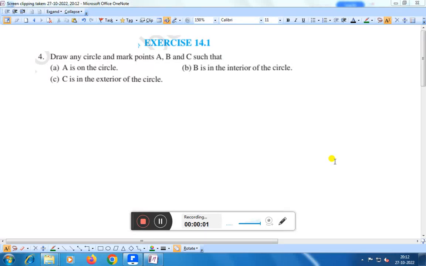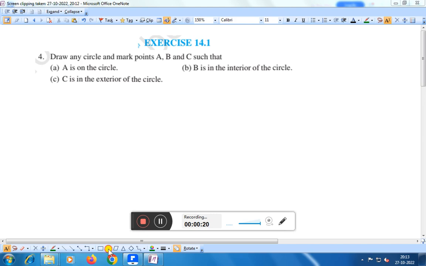Hello everyone. Today we shall discuss exercise 14.1 question number 4. Draw any circle and mark points A, B, C such that A is on the circle, B is in the interior of the circle and C is in the exterior of the circle.